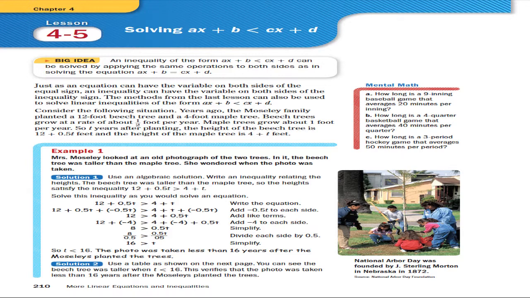And when you check your work, you need to check not only your answer to make sure that the boundary point is correct, but you also need to check the direction of the inequality. So we've got those two things we want to do.